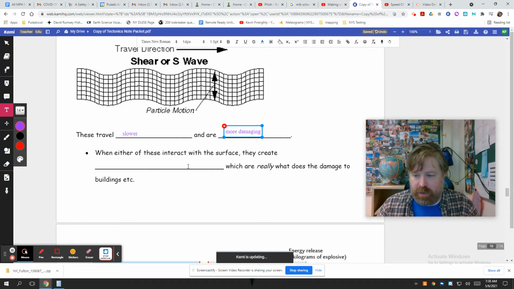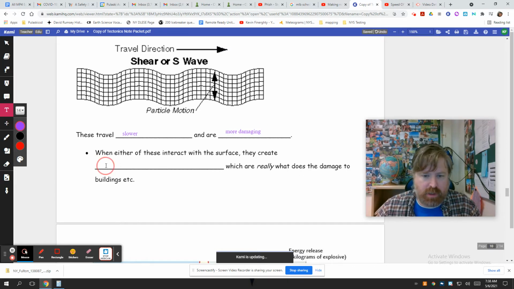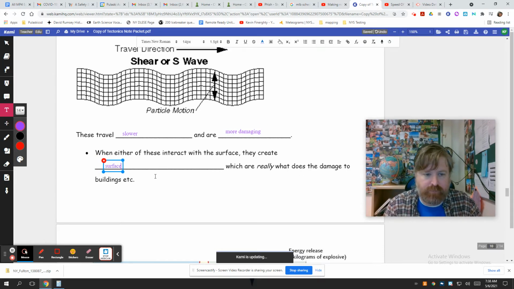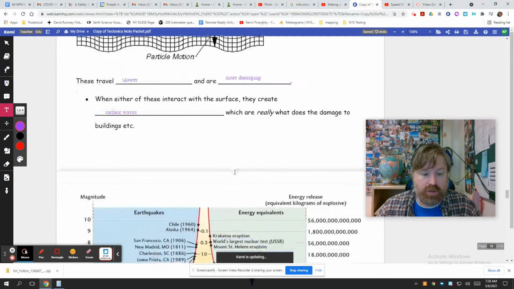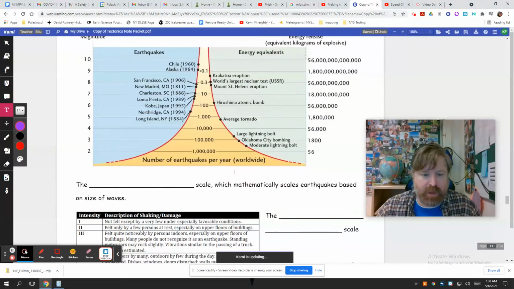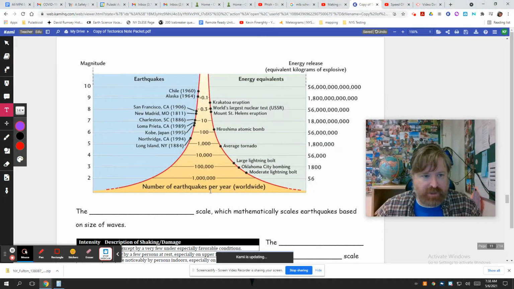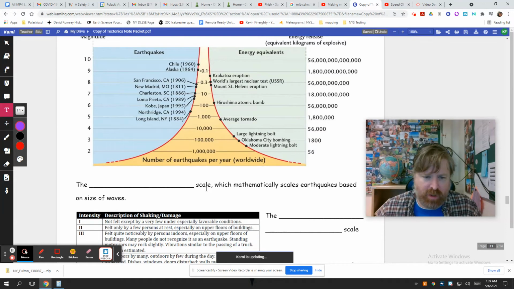And then, if this is getting into the nitty gritty a little bit more than we need to in Regents science, when these interact with the surface, they create surface waves. Really what does the damage. But again, the seismometers and the thing that we're doing, the purpose is to just get the difference between S wave and P wave. Magnitude, there's different scales for it. The old one is called the Richter scale, and that's still kind of in common verbiage. You'll hear Richter scale here and there. We don't really call it that anymore in the world of real professional geology.